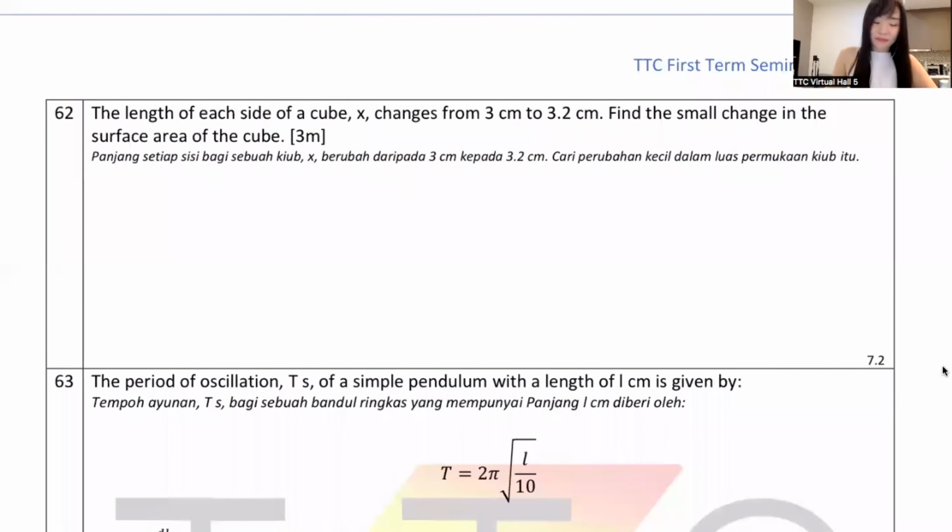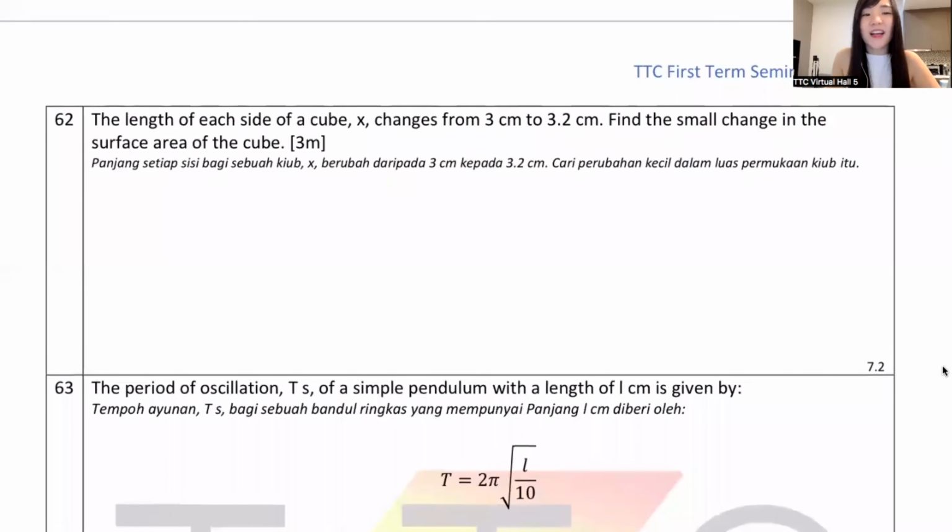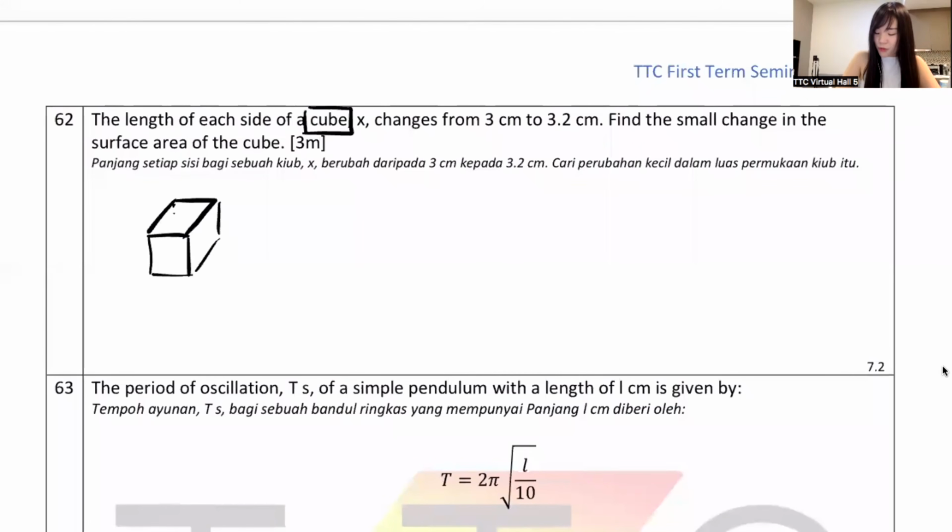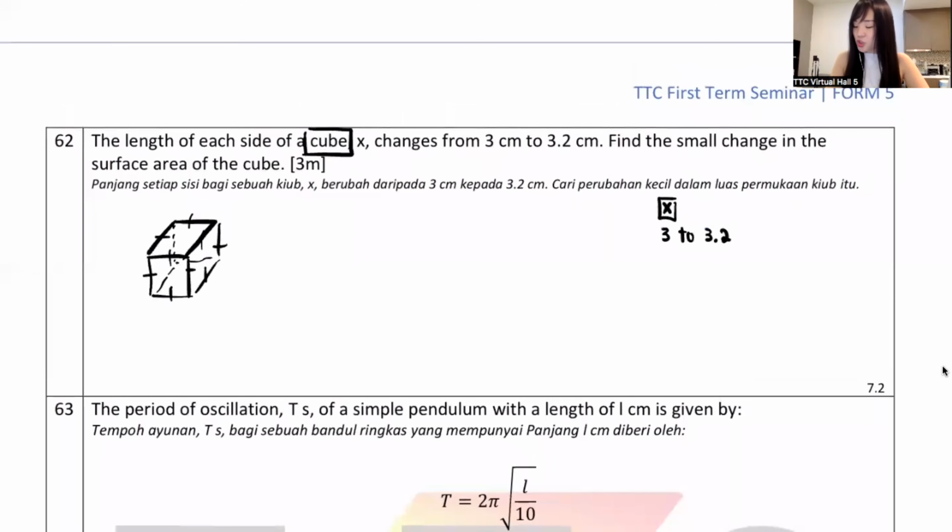I will jump to 62. They say, the length of each side of a cube, my dear. I think after you do rate of change, you already know, you're already aware of all the keywords. So I saw the word cube. I don't need to explain to you already. You all know how the cube looks like. This is how the cube looks like, okay? So they say the x increase from 3 become 3.2. That's what they say, okay? Then they say, find the small change.